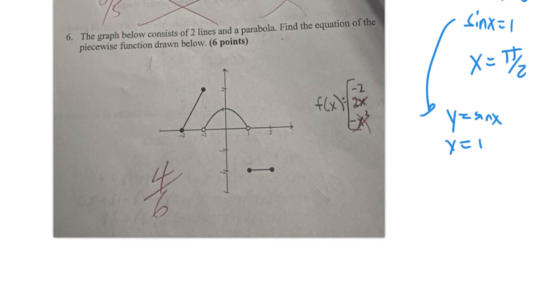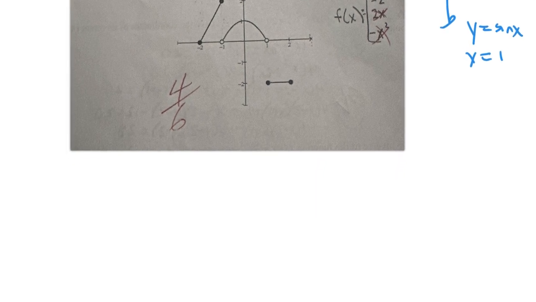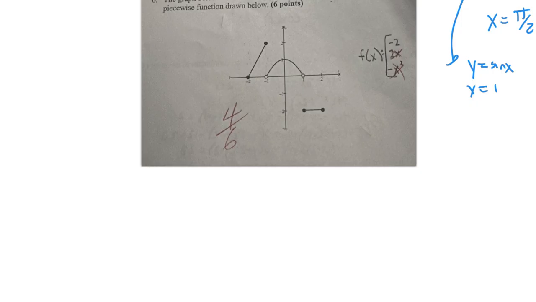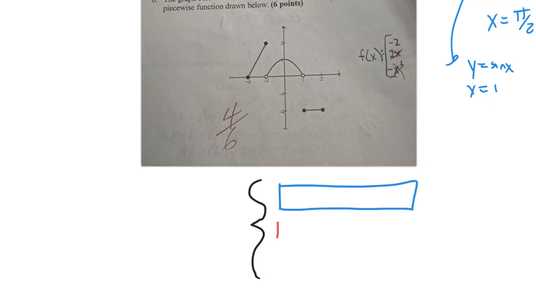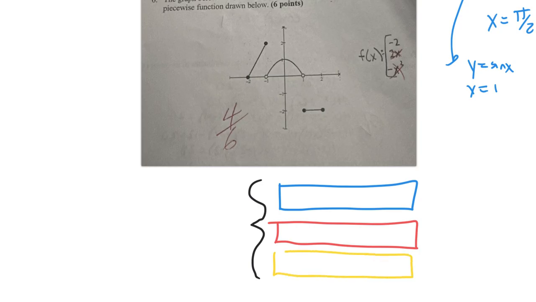Anyway, let's see. Number six, the graph below consists of two lines and a parabola. Find the equation of the piecewise function. Okay, so for this, clearly there's three parts, right? There's sort of the blue box part, there's the red box part, and then there's the yellow box part. And we'll color code this. This has to do with the blue, this has to do with the red, and this has to do with the yellow.